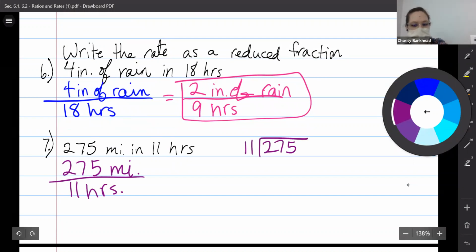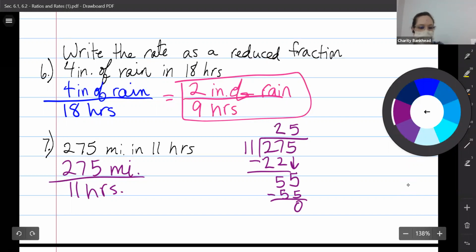So 11 would go into 27 2 times. 2 times 11 is 22. 27 minus 22 is 5. Bring down the 5, and then 11 goes into 55 exactly 5 times. 5 times 11 is 55. Subtract that, 0.